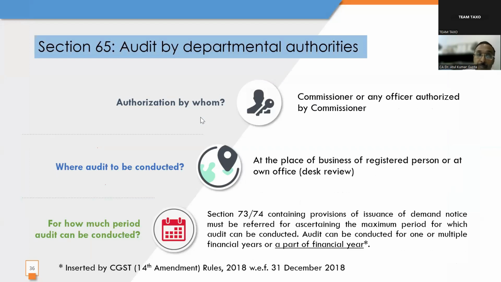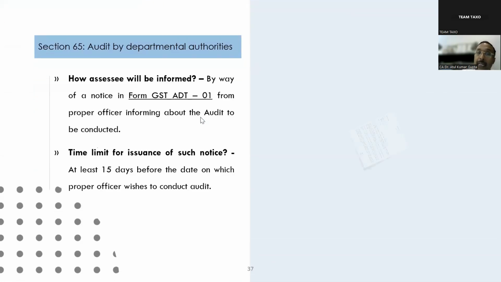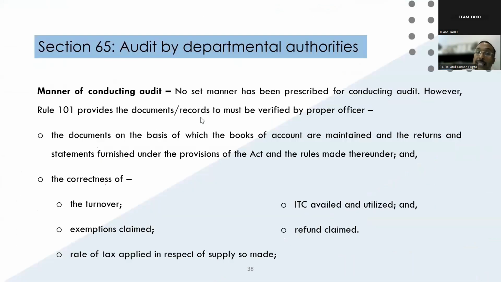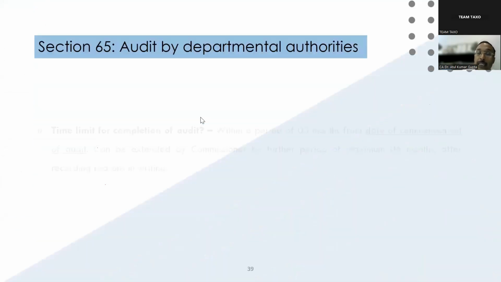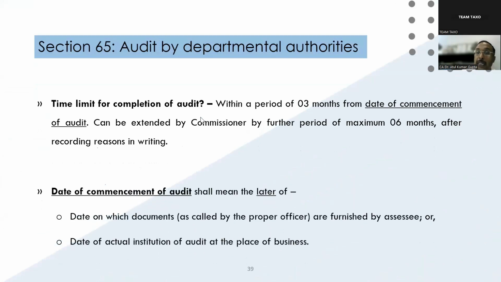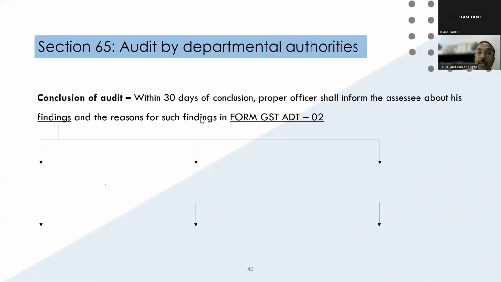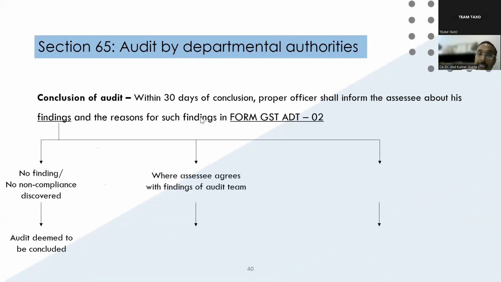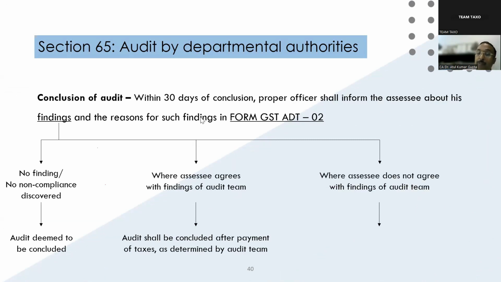Now, my dear friend, as I mentioned, in case the assessee feels that, okay, I am not agreeing with the findings of the department, there is a disagreement between the department and the assessee. In that case, my dear friend, what is going to happen? There will be a show cause notice. So, my dear friend, if there is no finding of non-compliance, the audit will be completed and they will issue an ADT 02. Even in case the assessee agrees with the findings of the audit team and deposits the tax, then also there will be an ADT 02. But when, my dear friend, the assessee doesn't agree, as you can see on the screen, the assessee doesn't agree with the findings of the audit team.